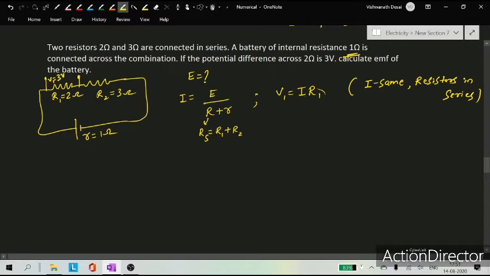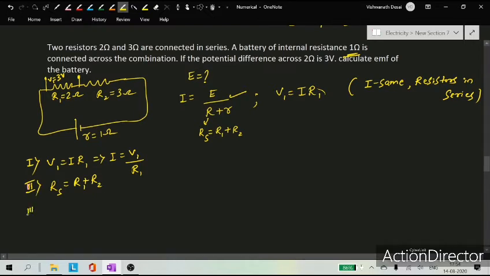After calculating this, you can use this formula. So the first step I am going to use is V1 is equal to I R1. Use this formula to calculate the I value. So I is equal to V1 divided by R1. Use it. And what about the second step? You need to calculate the value of equivalent resistance, RS, because they are in series. So R1 plus R2. So you will get the equivalent resistance in series.